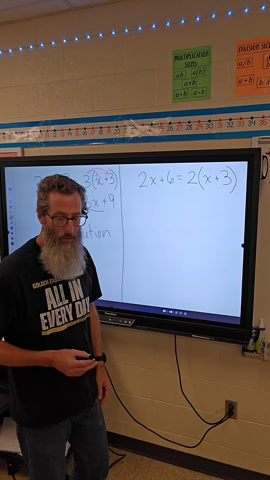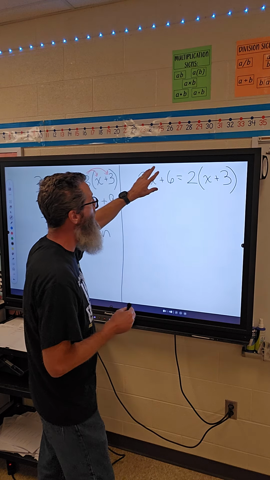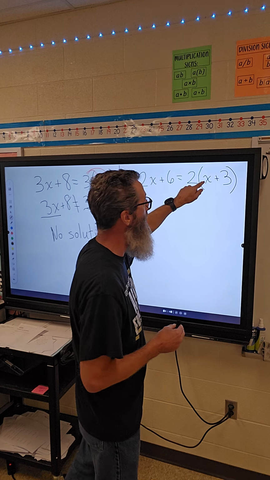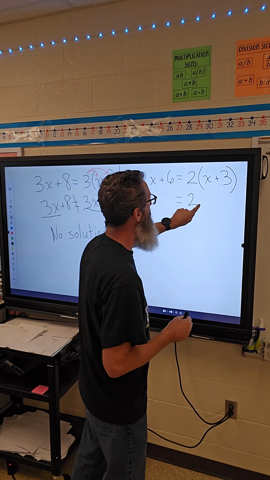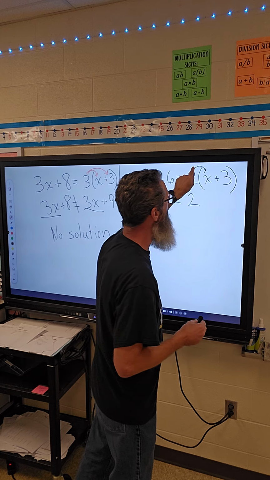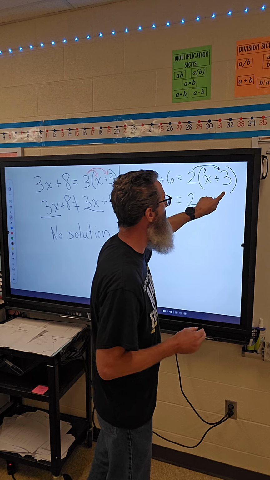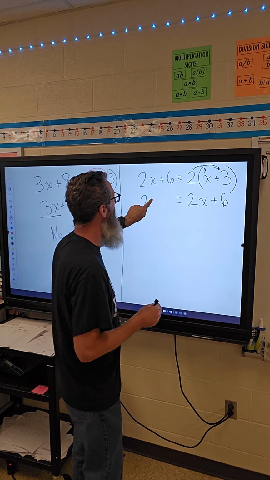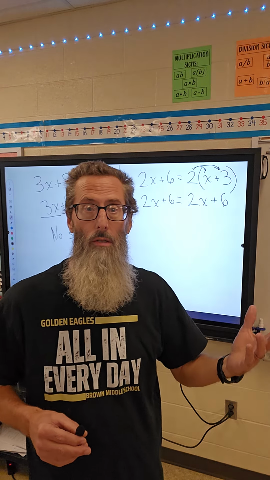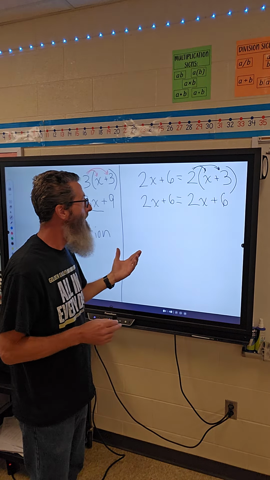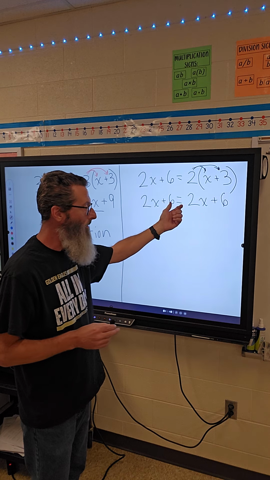In the second example, on the right side of my whiteboard, I have 2x plus 6 equals the quantity 2 times the quantity of x plus 3. So my first step would be to do the distributive property and do 2 times x and 2 times 3, which is 6. And now I have another interesting case. I have 2x plus 6 equals 2x plus 6. Well, I have exactly the same thing on the left and the right.